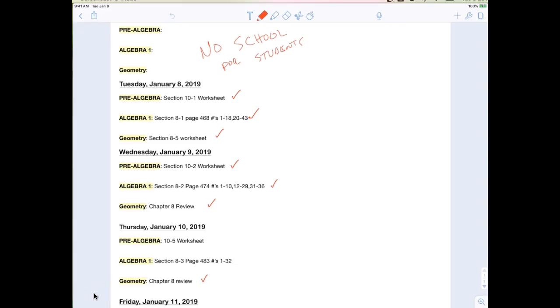Section 8.1, then we have 8.2, then 8.3, then 8.4. So, back on track. Now, again, I like the way we're starting because we're starting pretty easy.